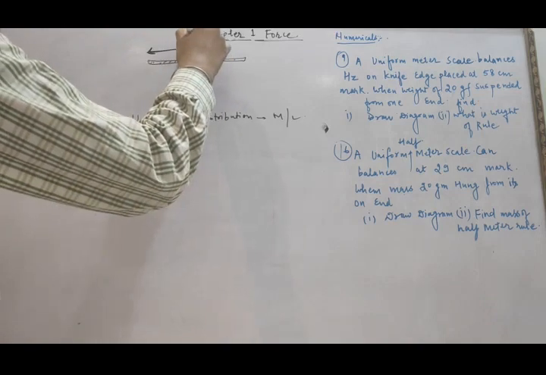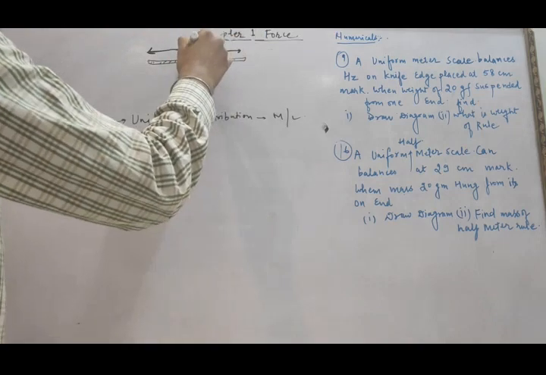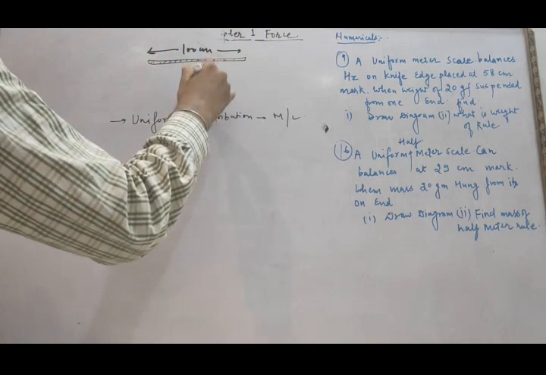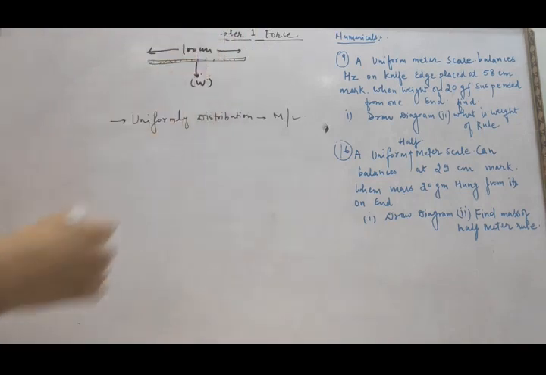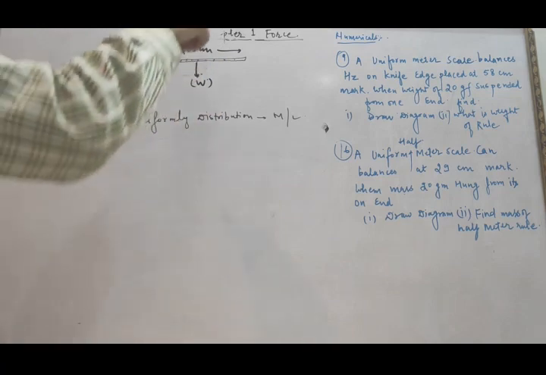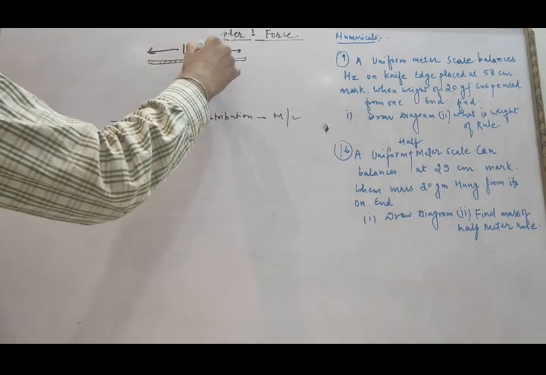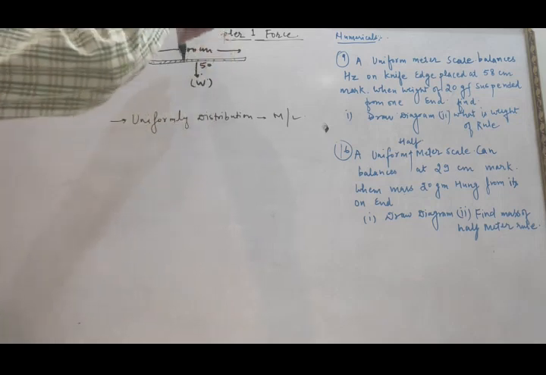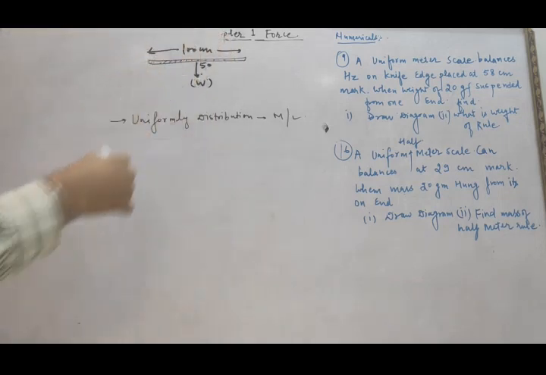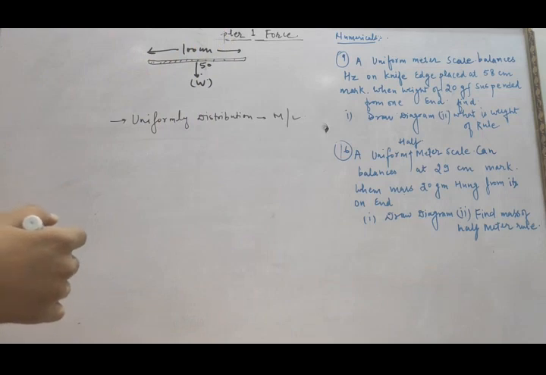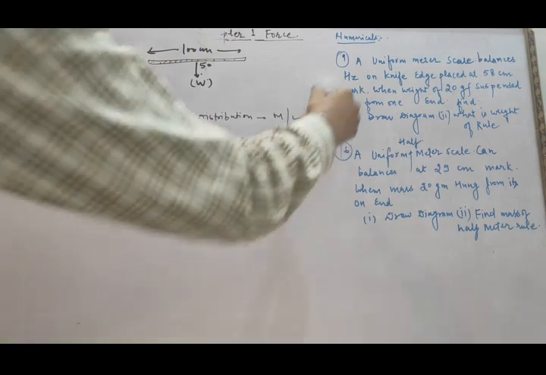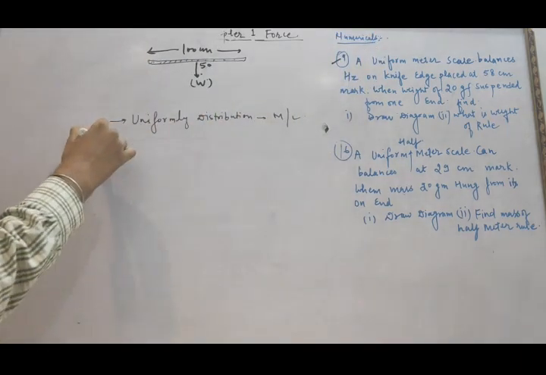Suppose this is a 100 centimeter meter scale. So the whole mass of the scale will always be exerted at the exact center point. Suppose we take the half meter scale: for 100 centimeter, the whole weight will be exerted at 50 centimeter, while in the case of half meter scale it will be exerted at 25 centimeters. So the first numerical is a uniform meter scale.